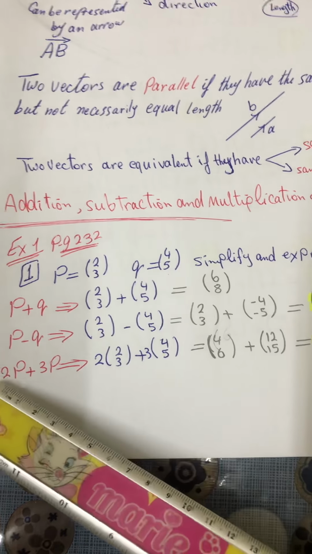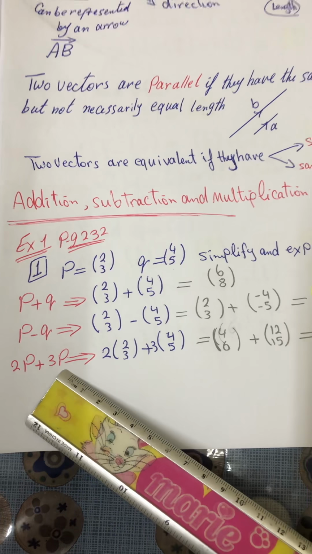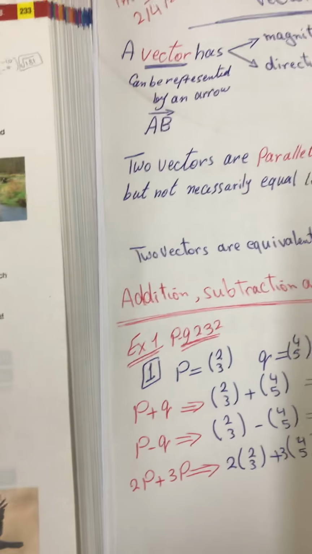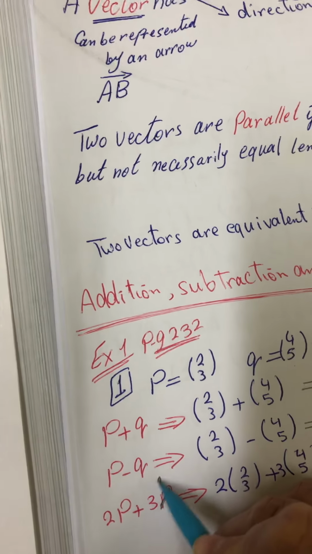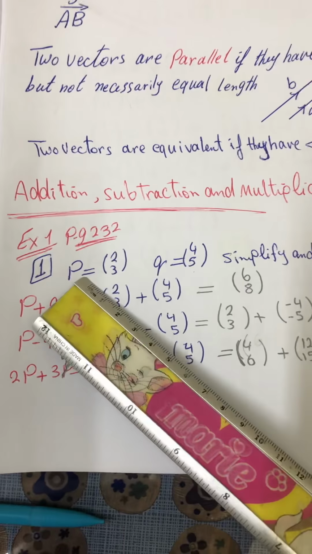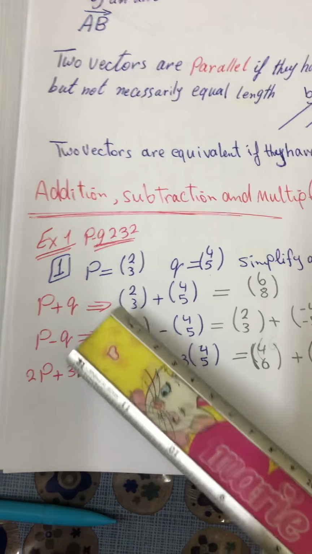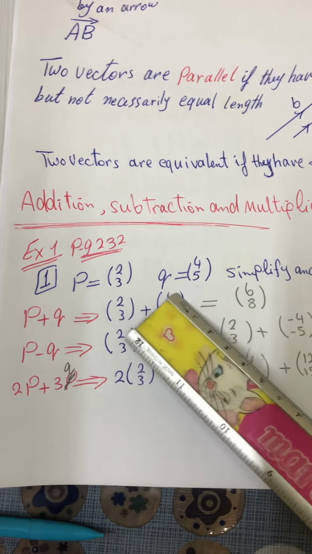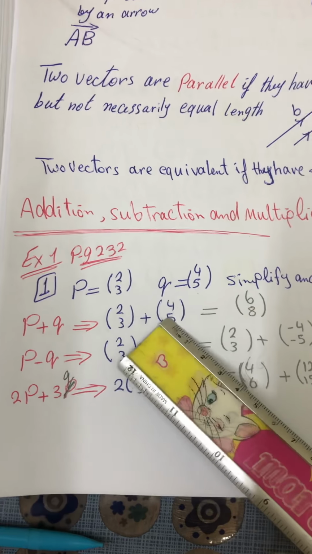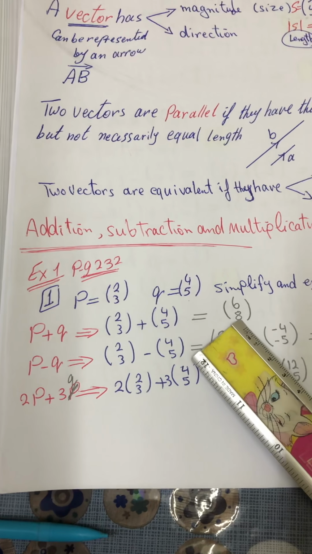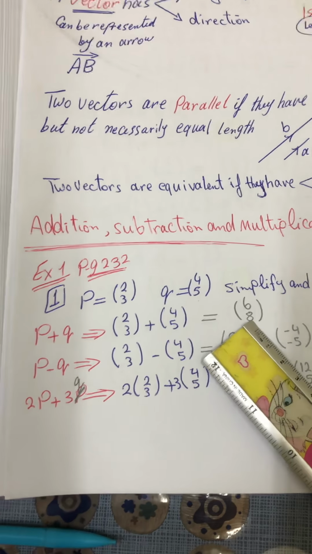P minus Q and 2P plus 3Q. I'm sorry, this is Q. Okay. P is 2, 3. So I'll take P 2, 3, plus Q is 4, 5. So 2 plus 4 equals 6. 3 plus 5 equals 8. Finish. He didn't ask about magnitude, so I'll not find the magnitude.